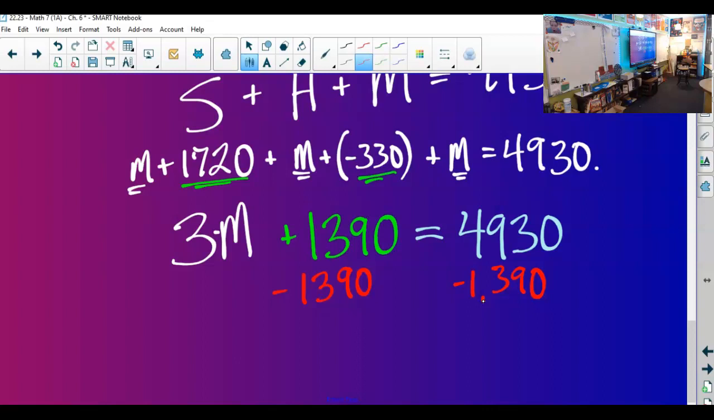Guys, we could have used the 5D process here, but look at how big these numbers are. Our guess and check method, when we're using big numbers, gets a lot more difficult. It's really hard to guess correctly when our goal is 4,930. There are so many numbers.